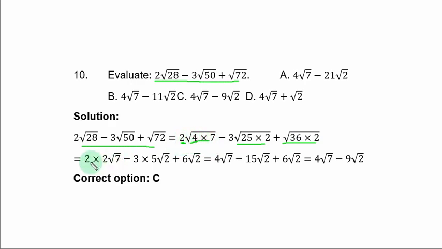2 times 2, okay, you have it there. 2 times 2 root 7 minus 3 times 5 root 2 plus 36, the root is 6, so you have 6 root 2. If you simplify further, you have 4 root 7 minus 15 root 2 plus 6 root 2. The last two terms can be added, so you have 4 root 7 minus 15 plus 6. You have minus 9, so you have minus 9 root 2. Root 7 and root 2 cannot be subtracted. They are not similar. So C is the correct option.